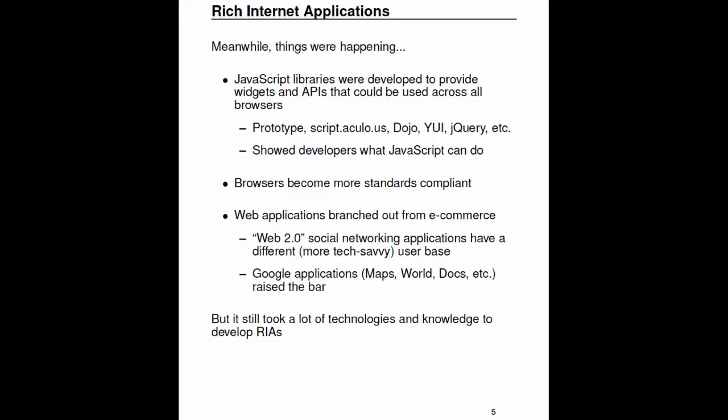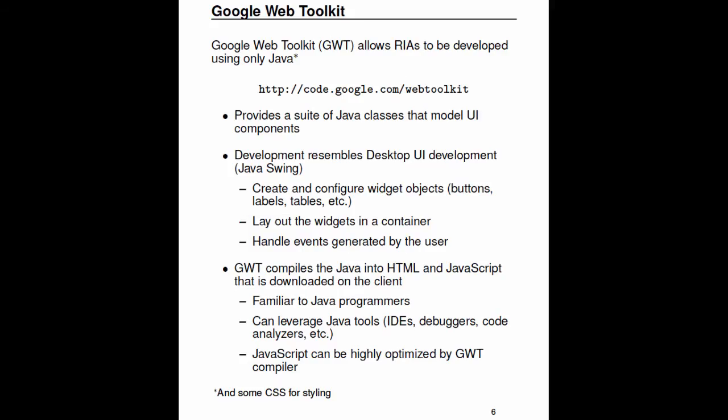you still had to know them. You still had to learn a lot in order to build these rich internet applications. And that was the problem that Google Web Toolkit, GWT, was built to solve. It allowed rich internet applications to be developed using only Java, or really only mostly Java. You still have a little bit of HTML, you can still use CSS for styling, but the logic of your web application, even the stuff that ends up running client-side, is all in Java. And if you want to find out more about GWT, there's the URL.